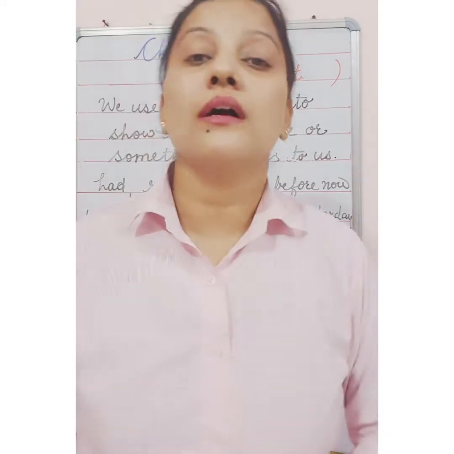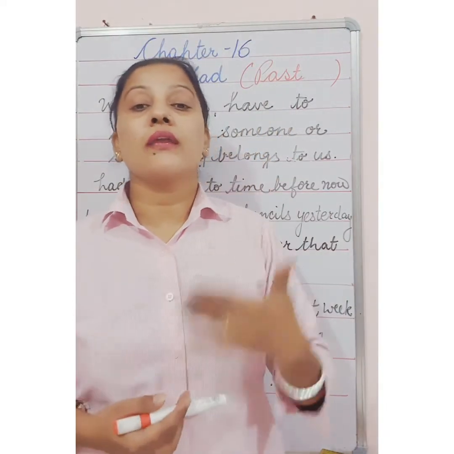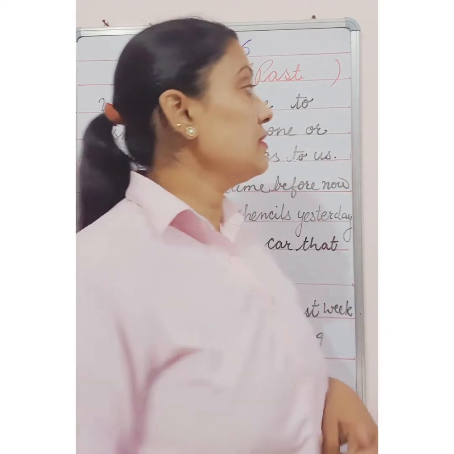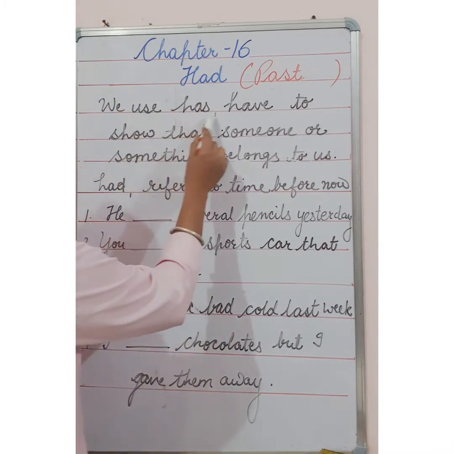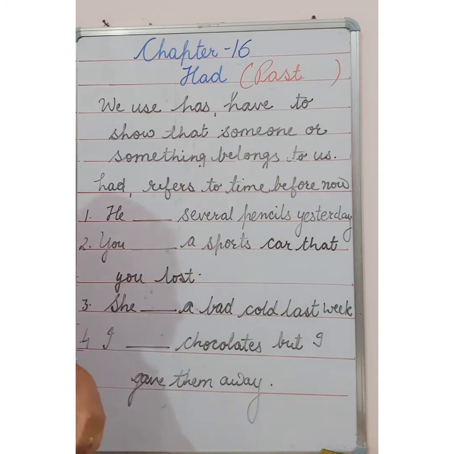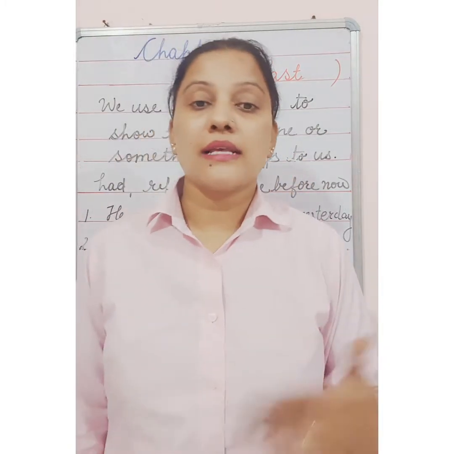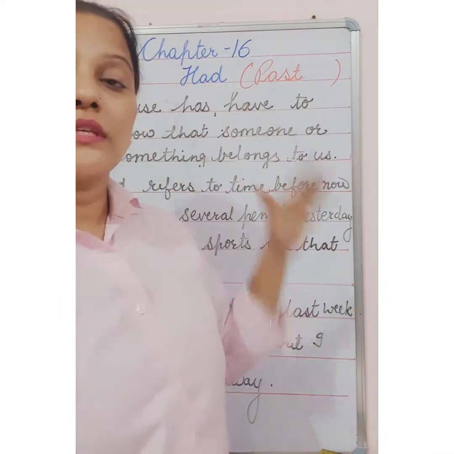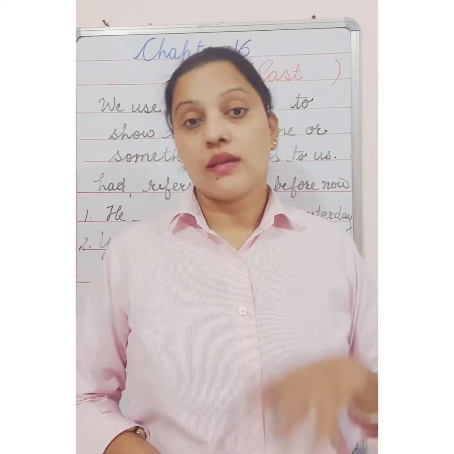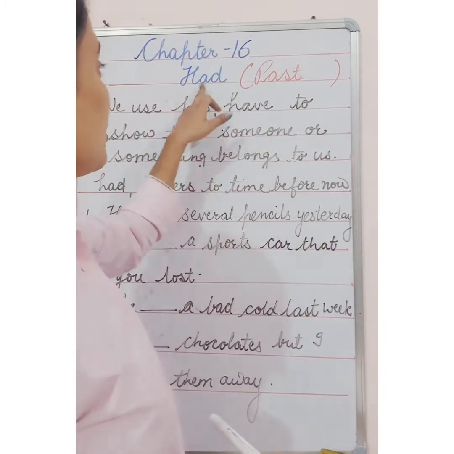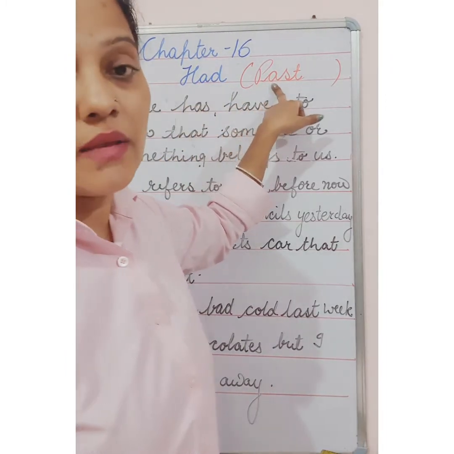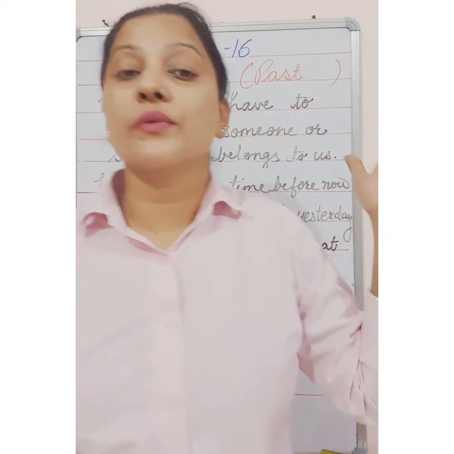When we are talking about the past, when we are talking about the time before now. Clear? Let us read. We use has, have to show that someone or something belongs to us. Yes, we have done it. Has, have and had also. These 3 we use when someone or something belongs to us. But has and have we use with the present form, and had we use with the past form, the time which has gone.